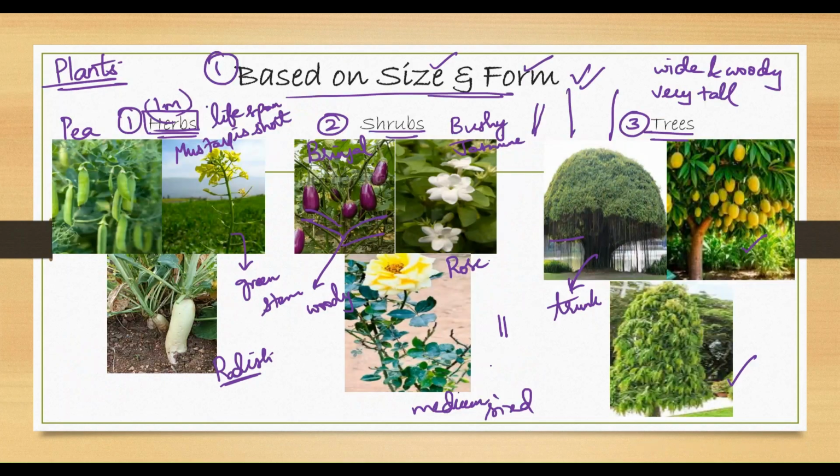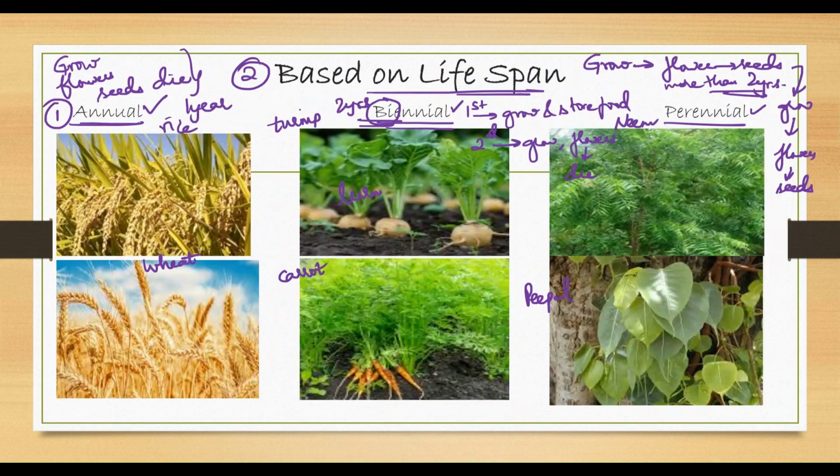Okay, so based on size and form, plants can be classified into herbs, shrubs, and trees. Based on their lifespan, they're classified as annuals, biennials, and perennials. Annuals are those plants which complete their life cycle in a year. Biennials, as the name suggests, by two, complete their life cycle in 2 years. Perennials, more than 2 years.